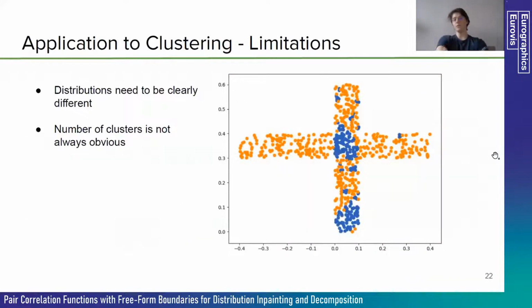And now, of course, in some cases, the performance is not that great with our PCFs, especially when distributions are not different enough from one another. That means in PCF space, we cannot clearly separate them. Also, in some cases, we may not know in advance how many classes we want to separate our data into. This is not something that we change, since we simply apply k-means clustering with the chosen k.